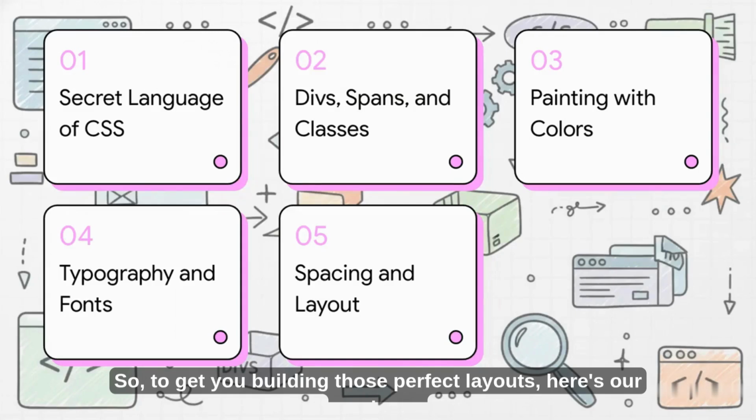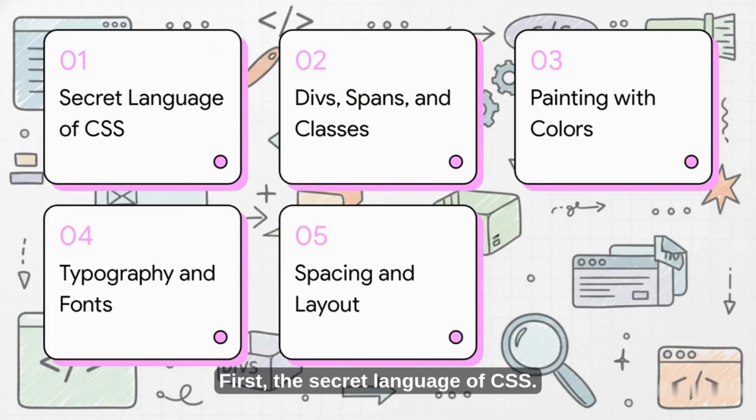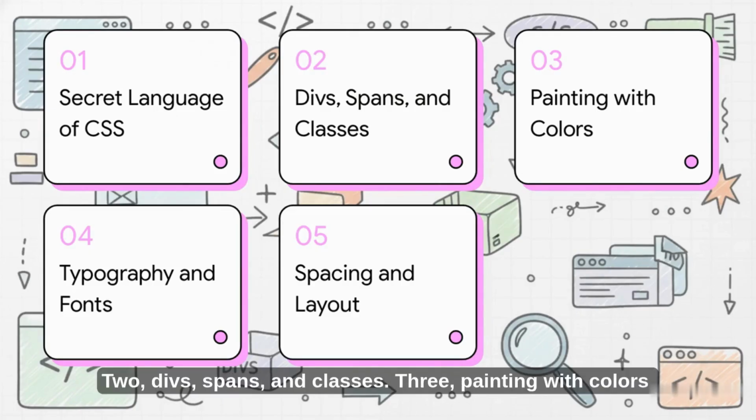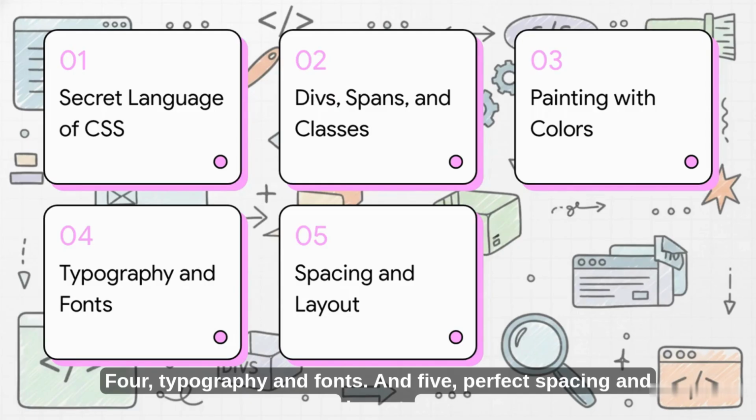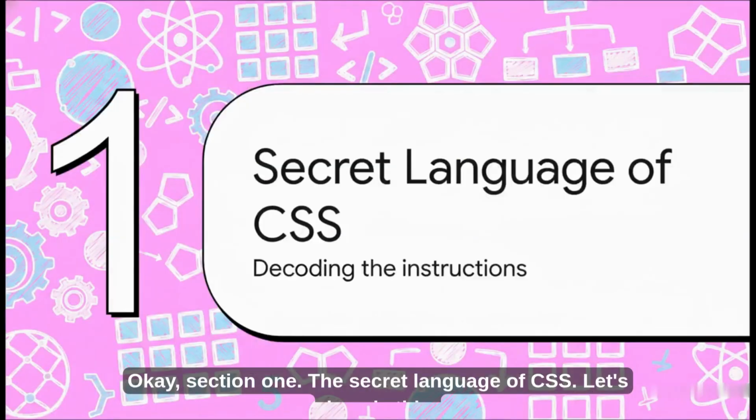So, to get you building those perfect layouts, here's our roadmap. First, the secret language of CSS. 2. Divs, spans, and classes. 3. Painting with colors. 4. Typography and fonts. And 5. Perfect spacing and layout.